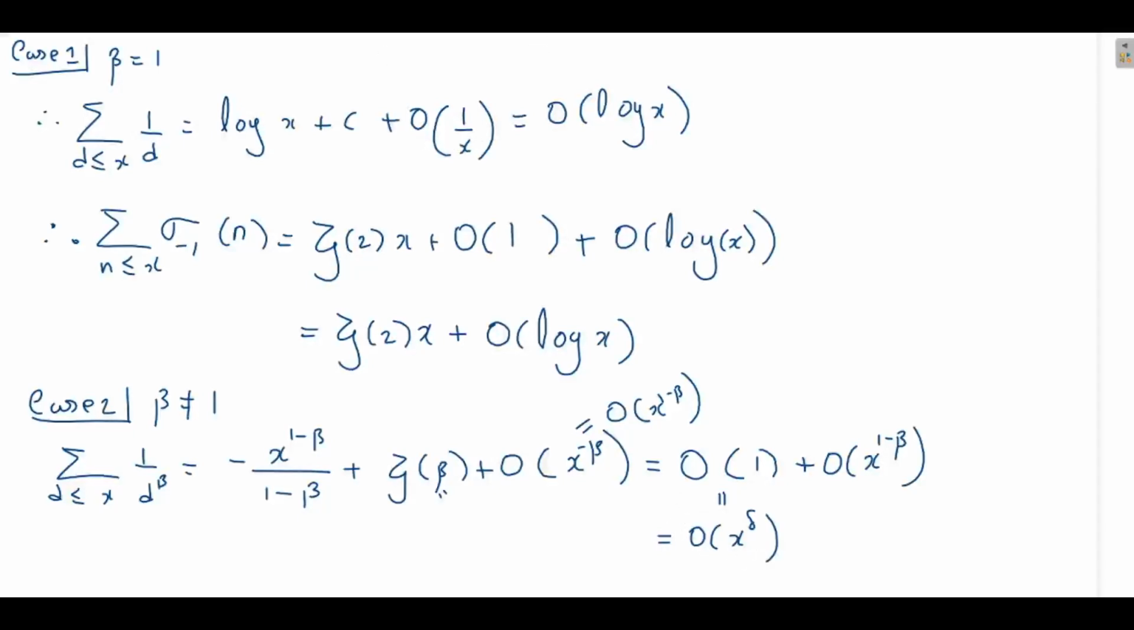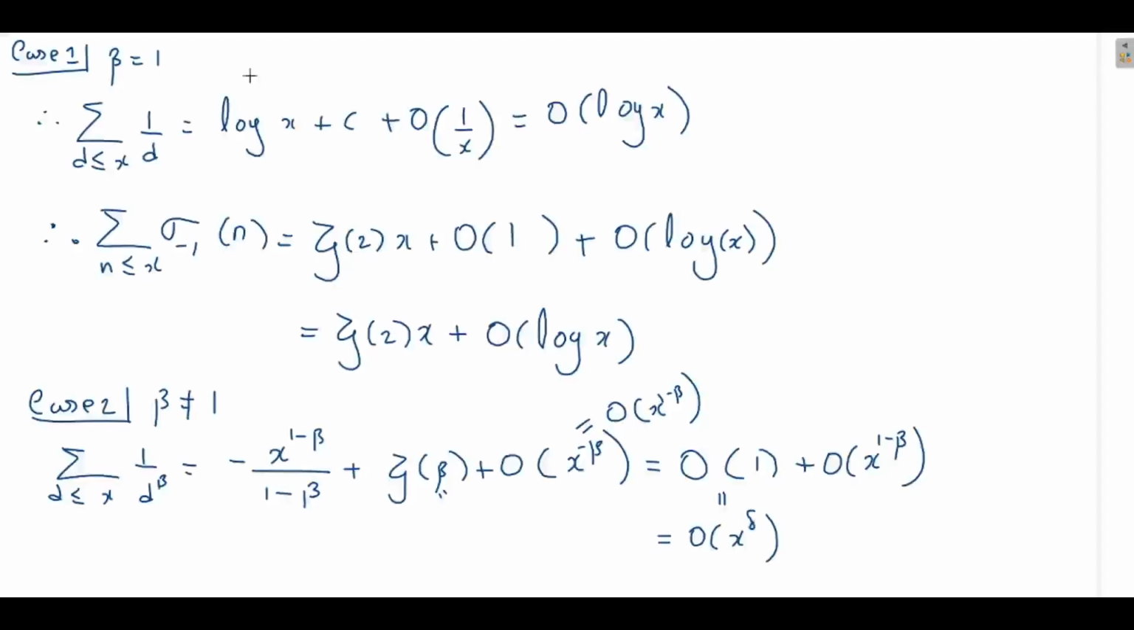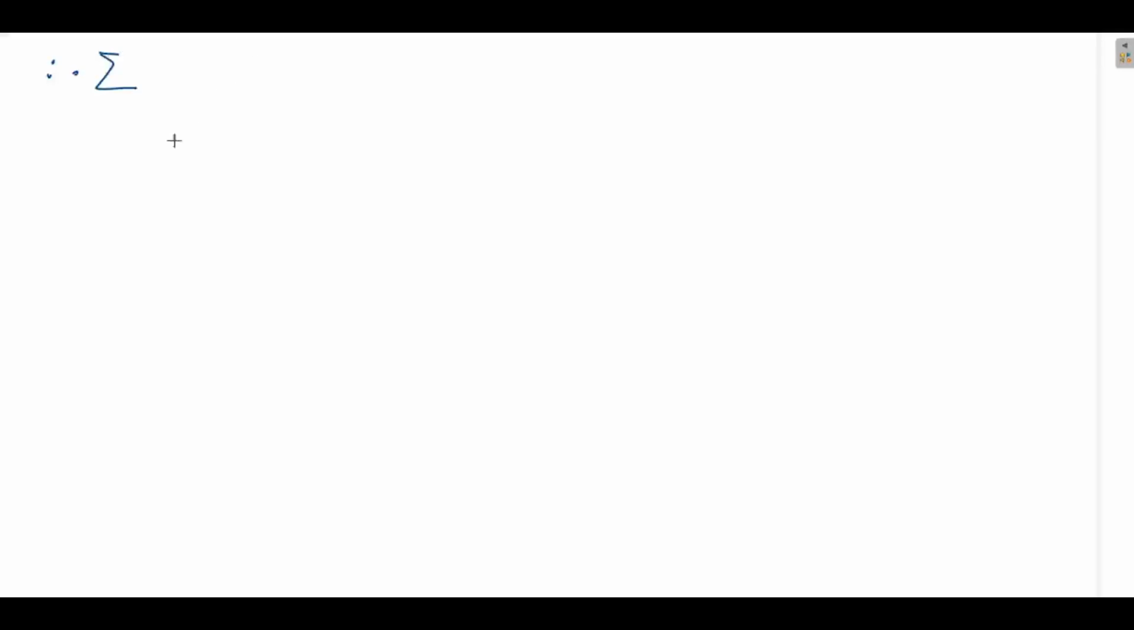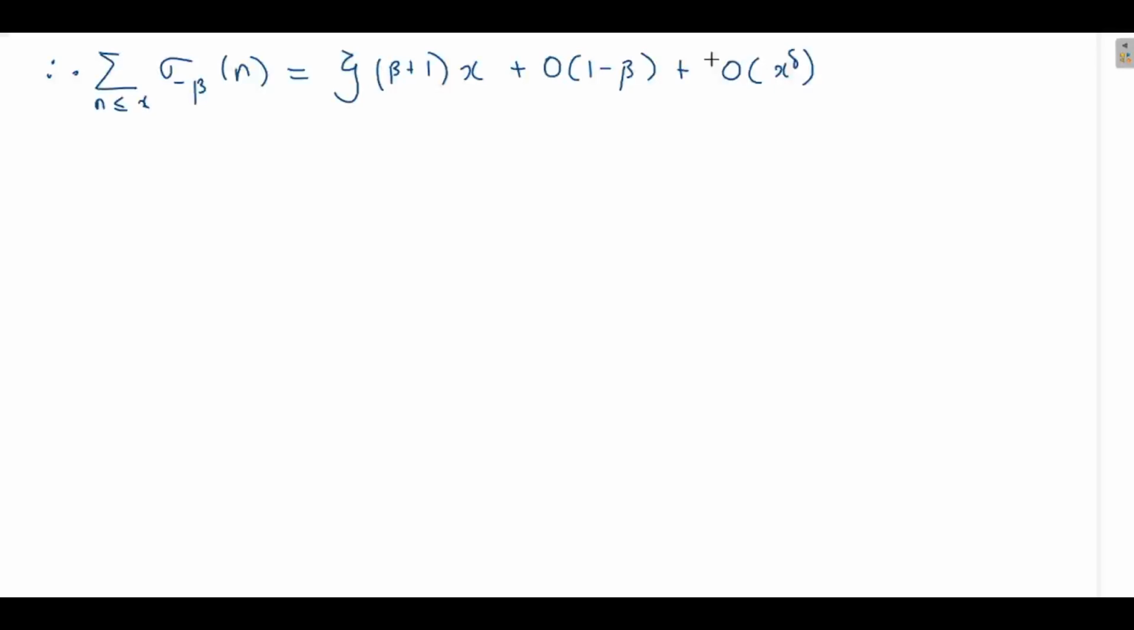So let's see what this gives us. Therefore what we have is, this I am calling 3b, and if I call the earlier one 3a, take 3b and take 2 and substitute it into 1. What do you get? You get summation n less than or equal to x of sigma minus beta of n. This would be zeta of beta plus 1 times x plus big O of 1 minus beta plus big O of x raised to delta. Okay, this is what you get.